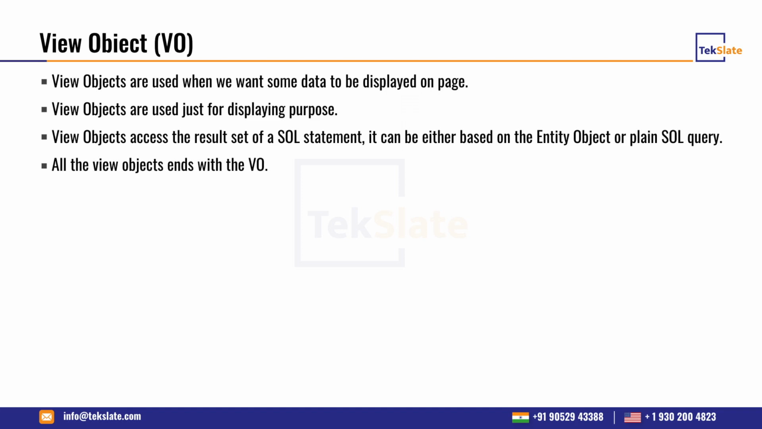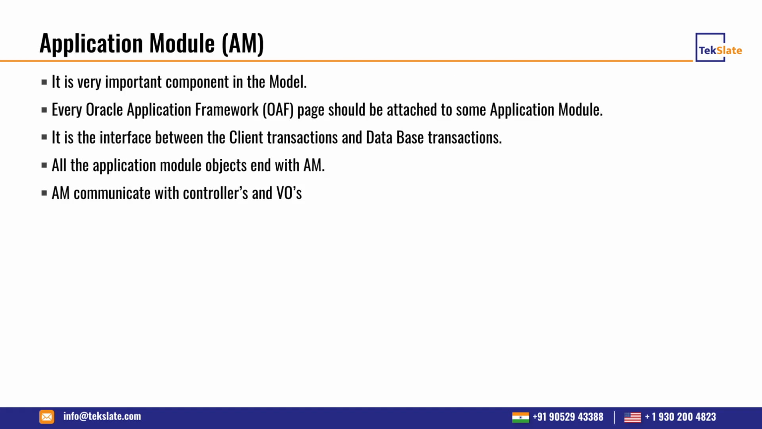AM is nothing but an application module. It is a very important thing, acting like a bridge between the VO and the controller. Without the AM, we can't build a page. We can't access the EO objects or VO objects. EO and VO should be linked with the AM as well as the controller. Without AM, we cannot create a controller or a page. So this is a very important component of the MVC module.